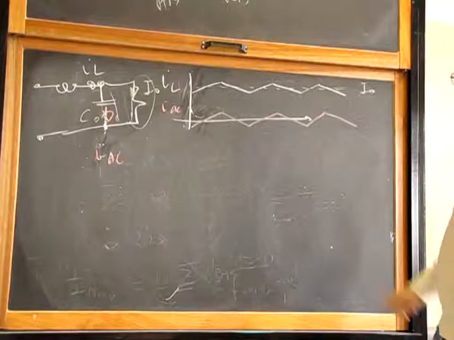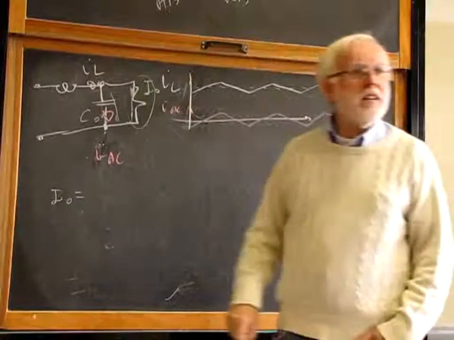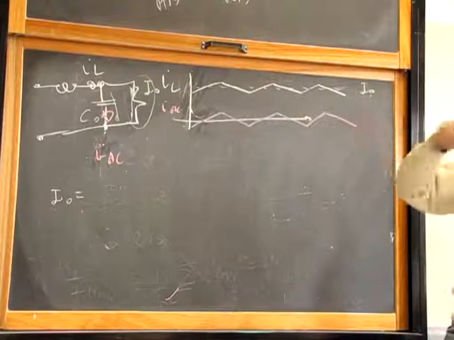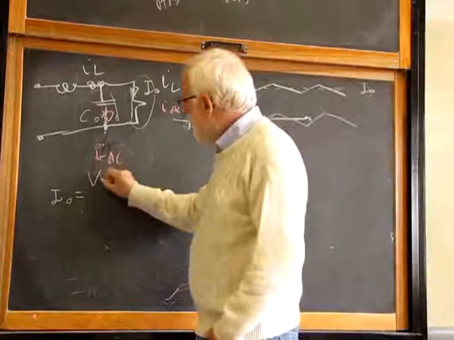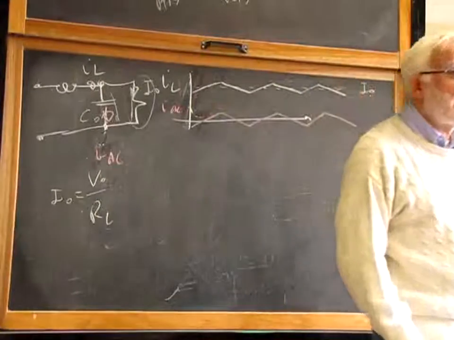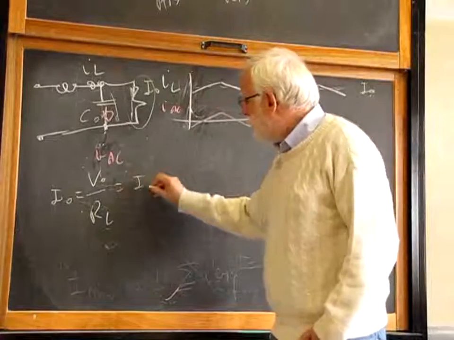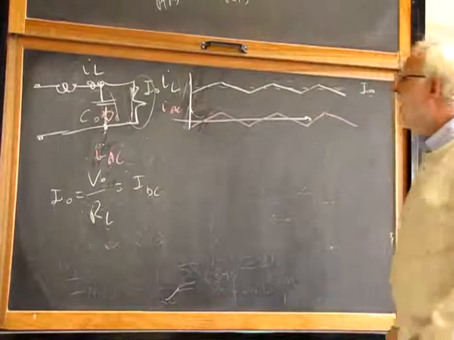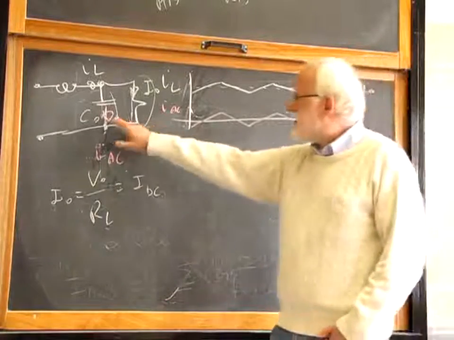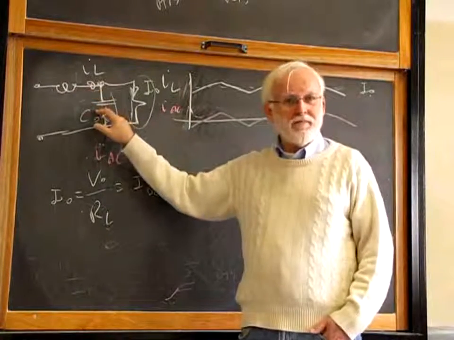Okay. How much is I naught? I naught is this. I naught is equal to V out over R load. That's easy. This is the DC component, equal to IDC. Now I would like to find the RMS value for this current and the RMS value for this current, because both of them are important.